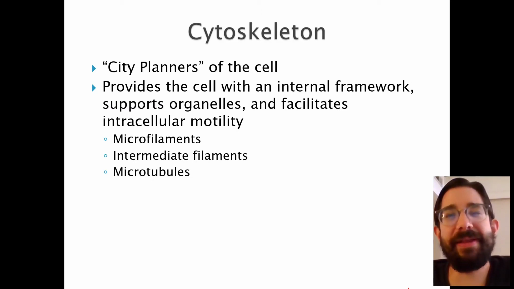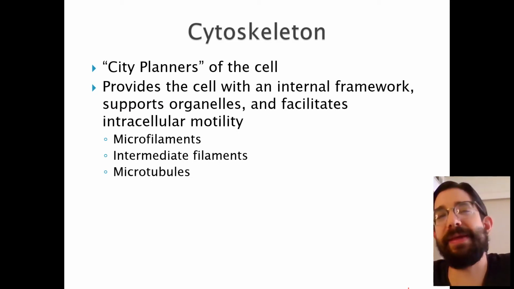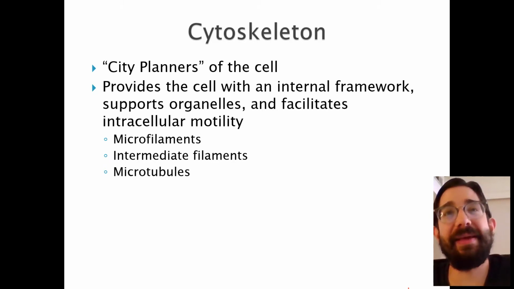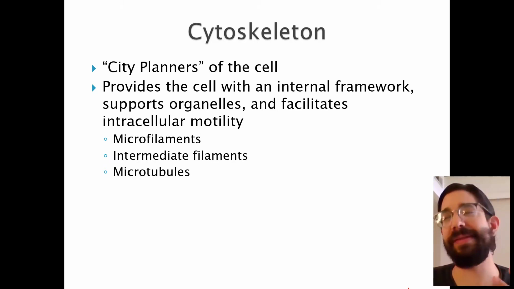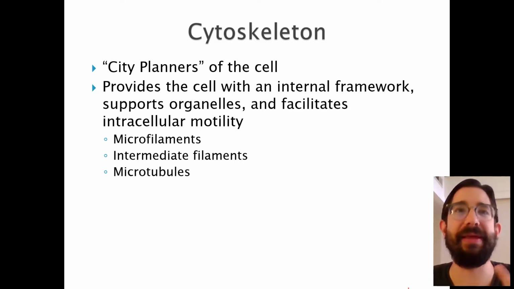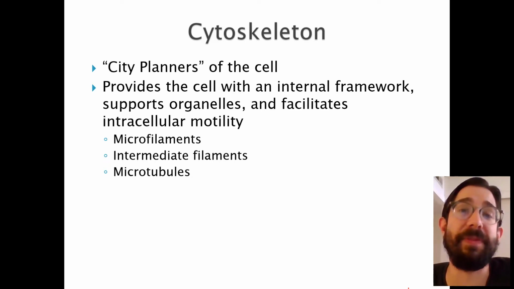Then we have the cytoskeleton, which you could think of perhaps as the city planner of the cell, because it creates this internal framework that kind of determines where things are and gives it support. It also allows things to move about within the cell. And the cytoskeleton is made of 3 structures: microfilaments, intermediate filaments, and microtubules. So those are in order from smallest to largest.